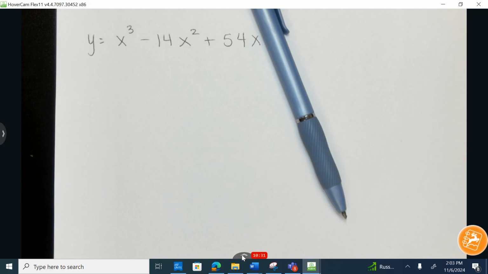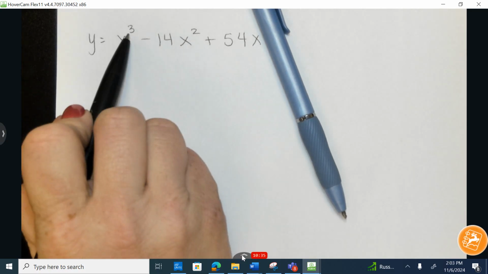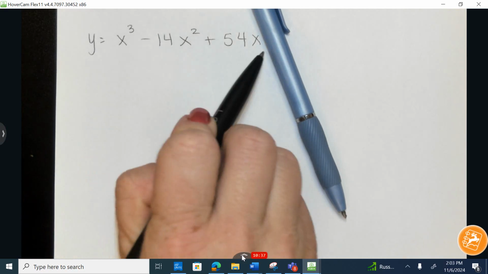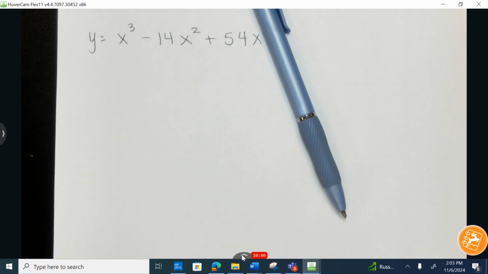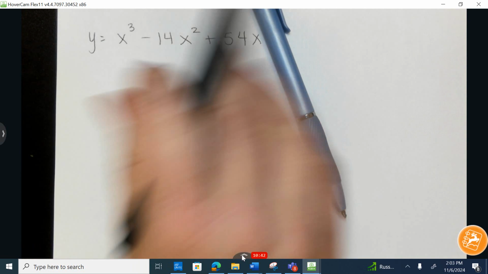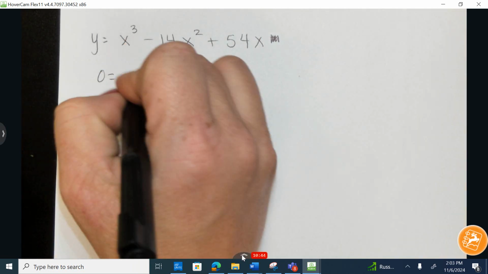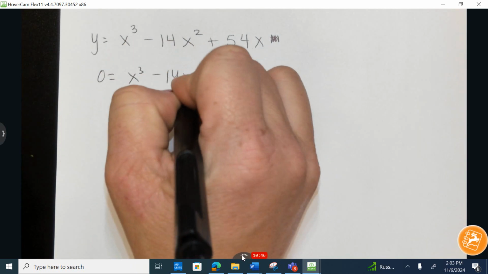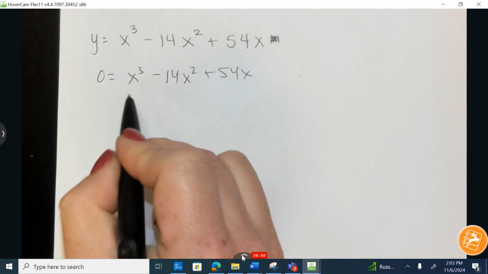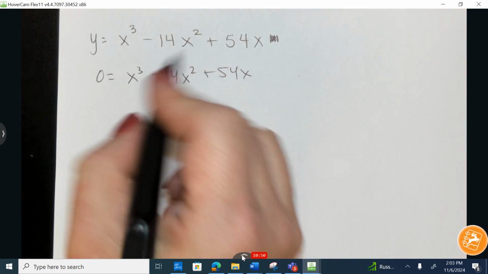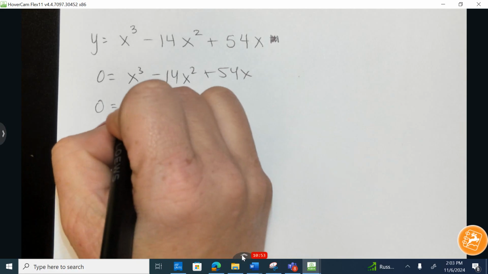Let's take a look at number 3. So number 3 looks slightly different. We know there's going to be 3 solutions, but I only have 3 terms here. So to find the solutions, we're always going to replace y with 0. Now, I notice that I can factor out at most 1x.